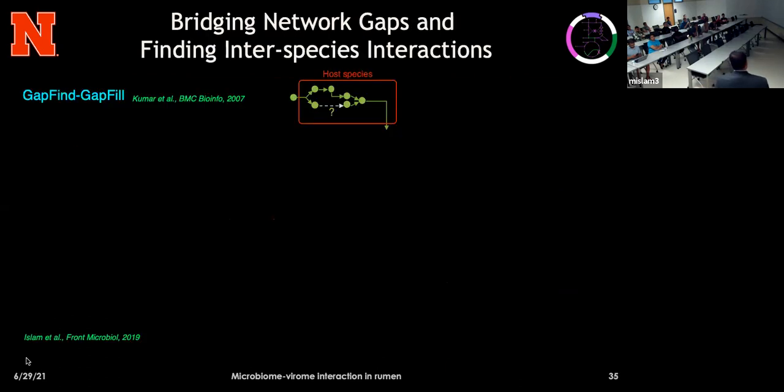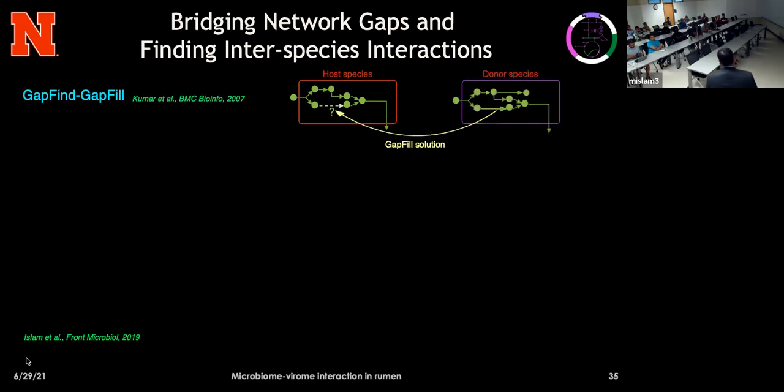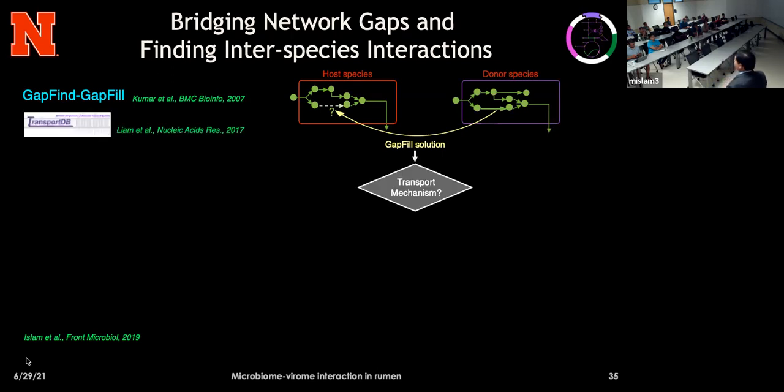To find the unknown interactions, we utilized different tools, starting with this pair called GapFind and GapFill. What GapFind does is find gaps in the metabolic network of an organism. Let's call it the host species. And GapFill tries to fill in those gaps by borrowing functions from another species or a database. Each of those reactions that we add, we call a GapFill solution. So our step-by-step procedure was to check each of those GapFill solutions against different criteria. The first one was whether it's a transport mechanism or not.